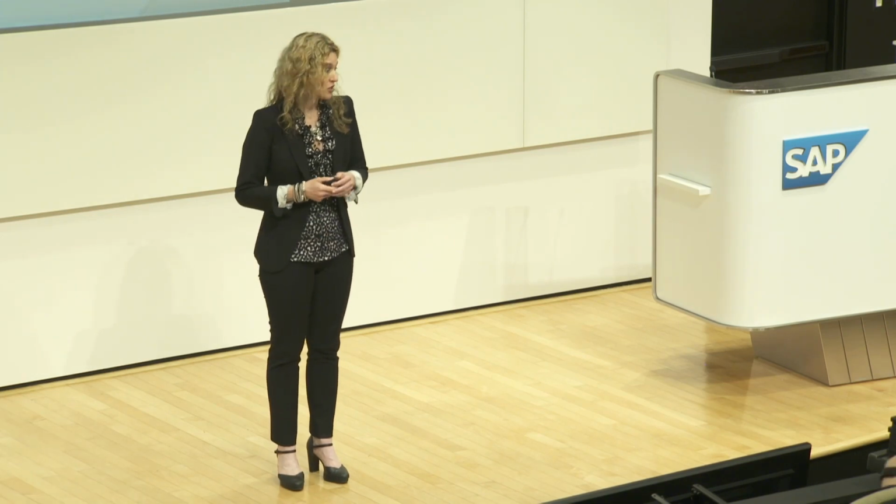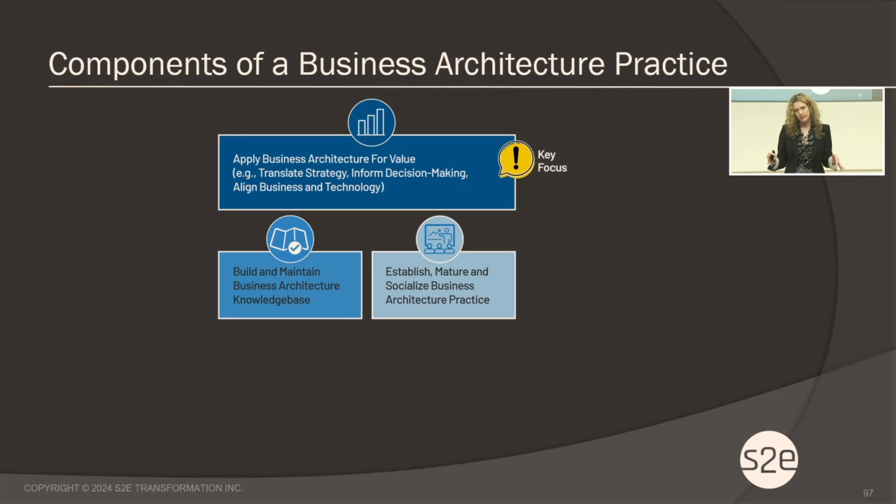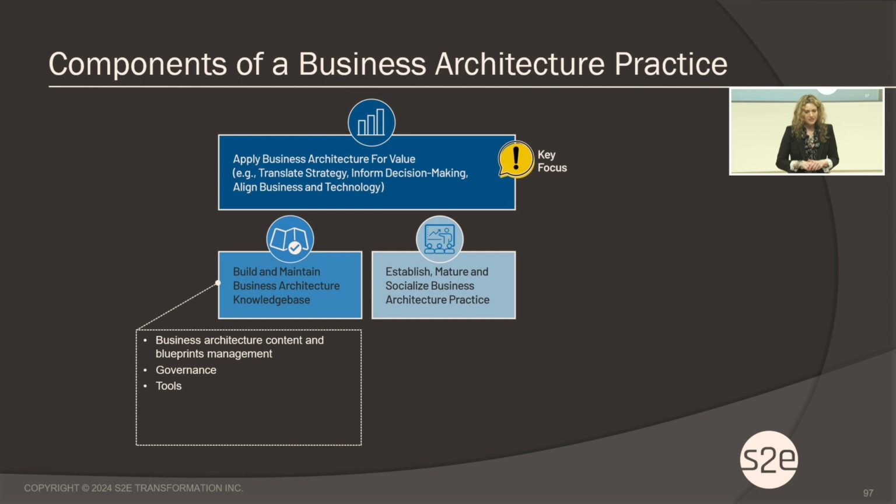Components of a business architecture practice, and you'll see these reflected in different ways in the maturity model. So for building and maintaining the knowledge base, we want to think about things like our business architecture content and our knowledge base in tools and our blueprints and views. We'll also want to think about governance of the business architecture. And there's 2 aspects to that. One is the governance of just the knowledge base and how we describe things. Maybe we want to change a capability name, or maybe we need to add a capability. That's one type of governance.